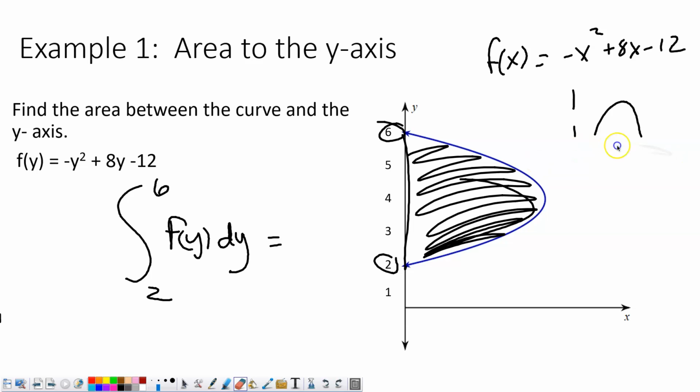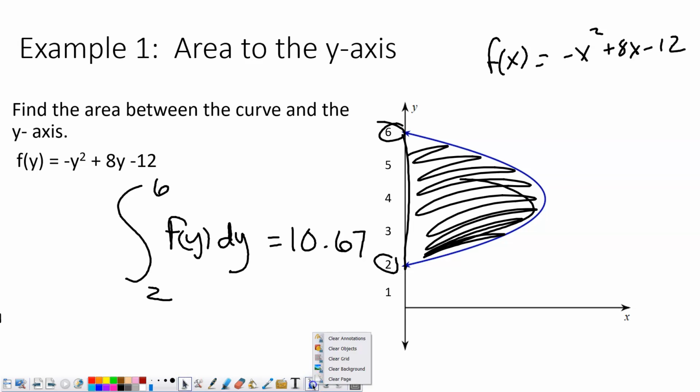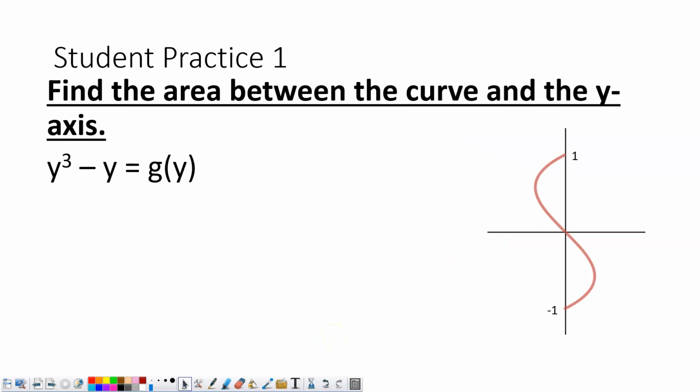So go ahead and let's type this into our calculator and see what we get. Tell me what you get when you get it. 10.67? Okay. Go ahead and you guys try this one really quick. See what you get. So what are my limits here? Now you guys get 0.